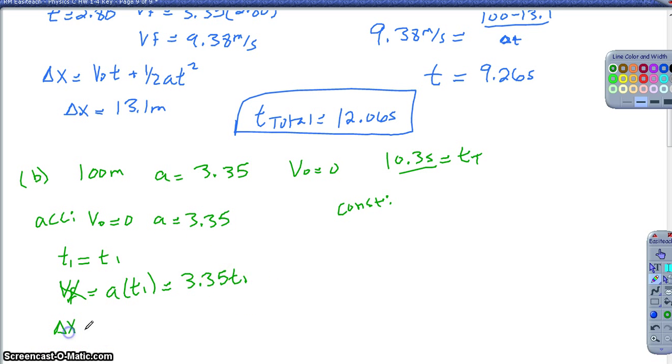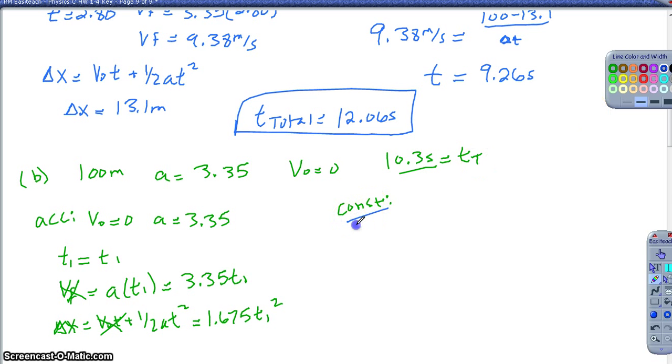Similarly, for the position that she goes, I know it would be v0t plus 1/2 at squared. Well, since I know her acceleration and her initial velocity was still 0, I know it would be 1/2 of that, so 1.675 t1 squared. So at this point, even though I have several unknowns, I can represent them all in terms of t1, which is obviously very helpful. I've got everything represented in terms of t1.